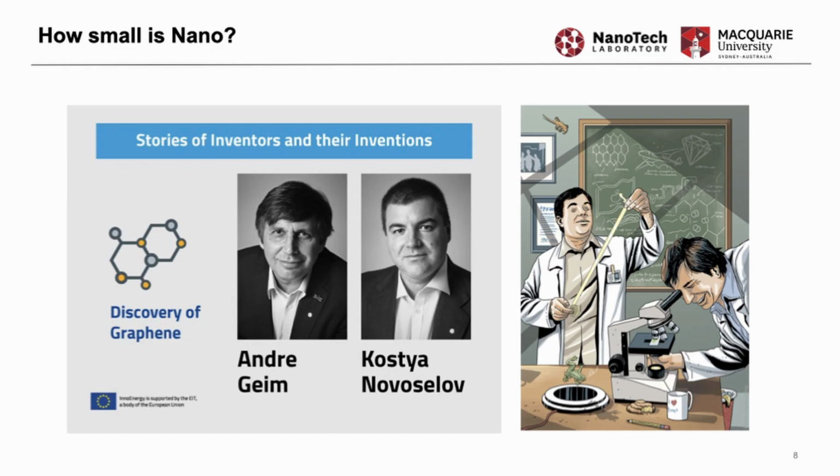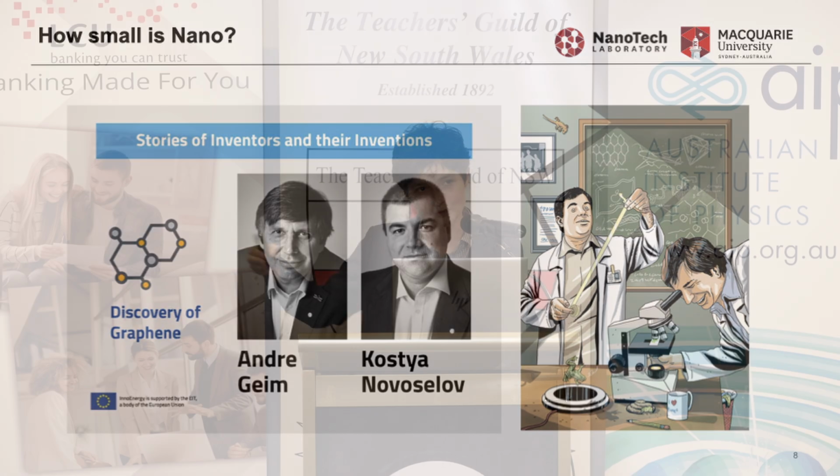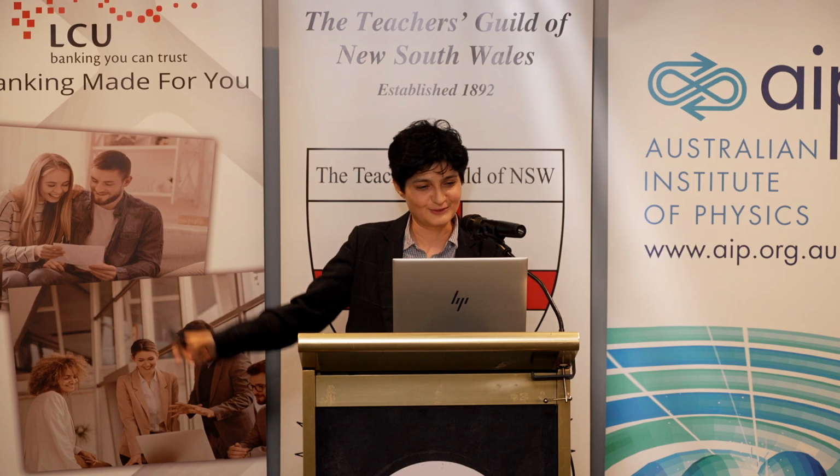Andre was a PhD supervisor, and Kostya was the PhD student. Actually, he's the youngest human being on the planet who ever received a Nobel Prize. But that's the end of the story. I've told you, the story will end up with a Nobel Prize.